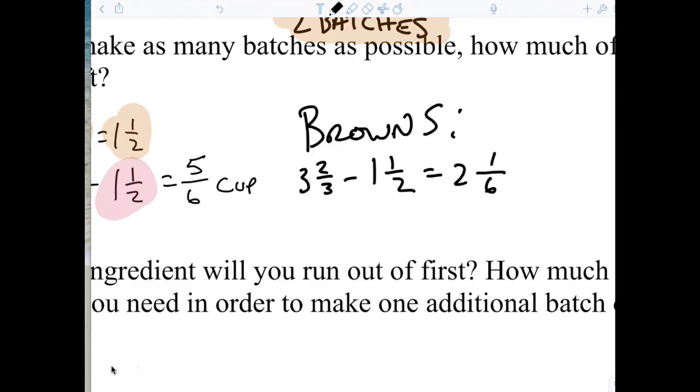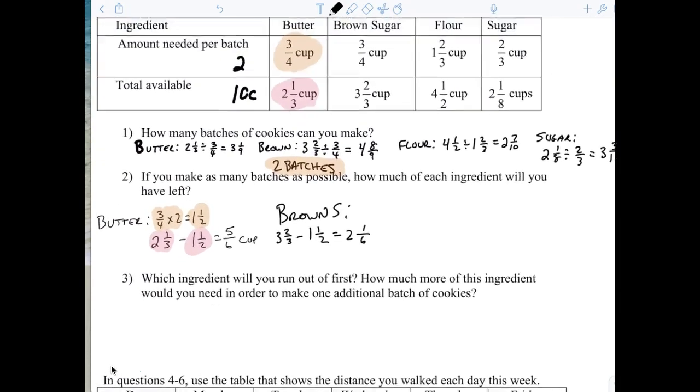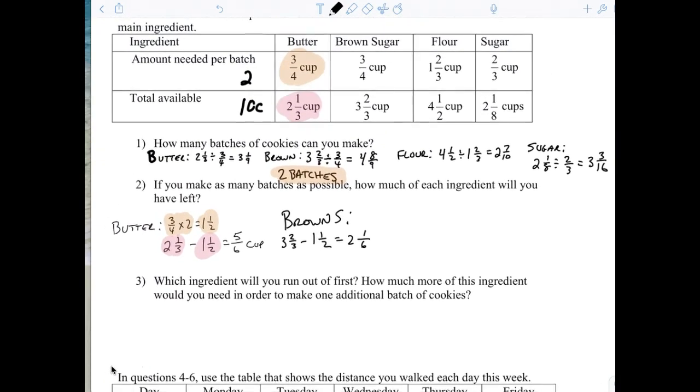All right. I got 2 and 1/6. All right. So that was the brown. That's okay. It doesn't matter. We're good now. 2 1/6. That's what I'm telling you. Just got to be real careful. All right. Now flour.